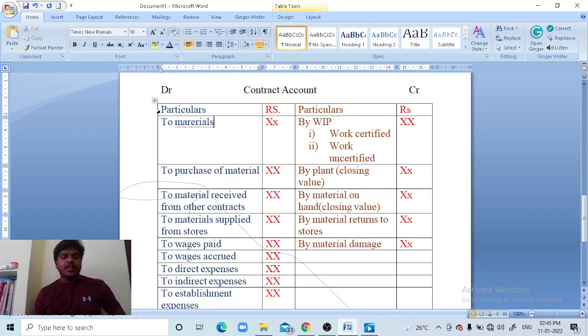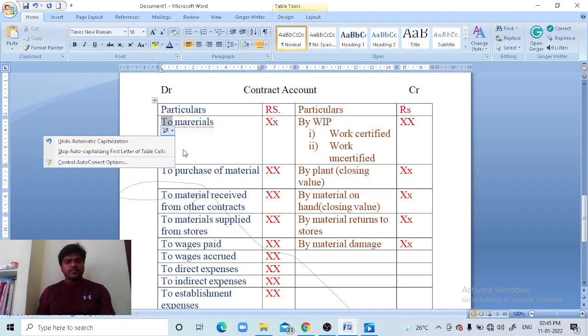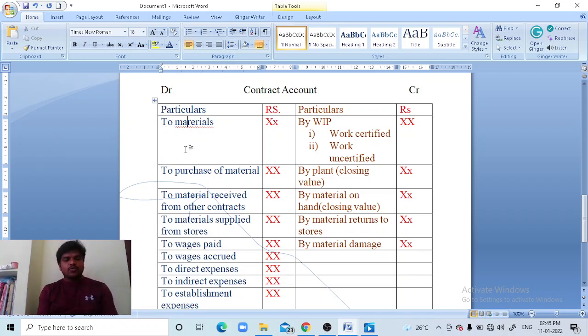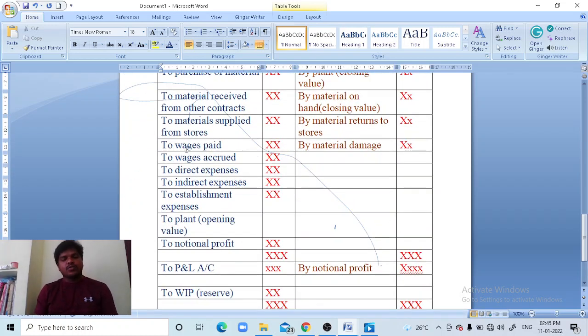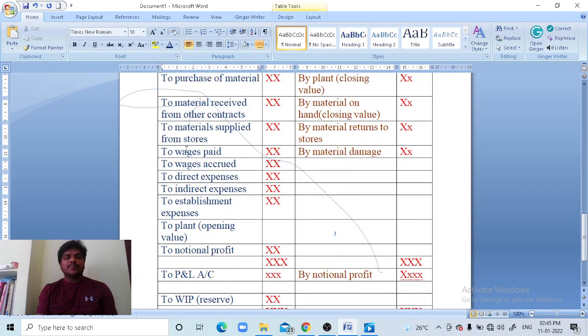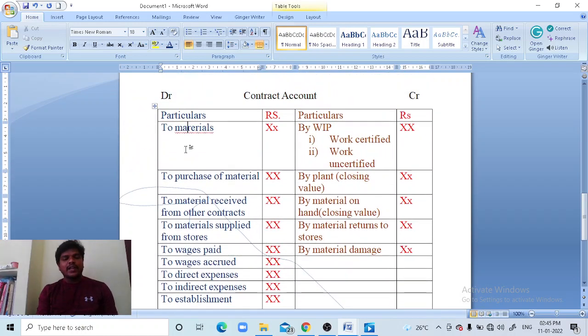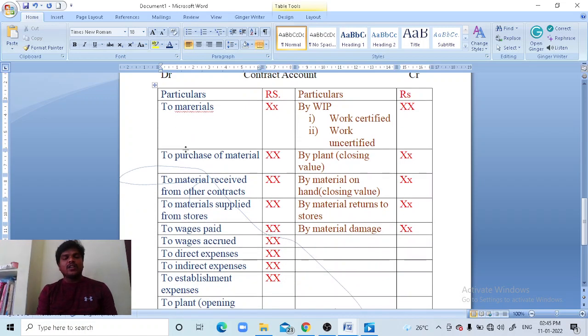So on the debit side, if you observe here: to materials, to purchase of raw material, to material received from other contracts, to material supplied from stores, to wages paid, to wages accrued means outstanding wages, to direct expenses, to other indirect expenses, to establishment expenses. All are expenses relating to that particular contract account for the specified time. These are all the expenses.